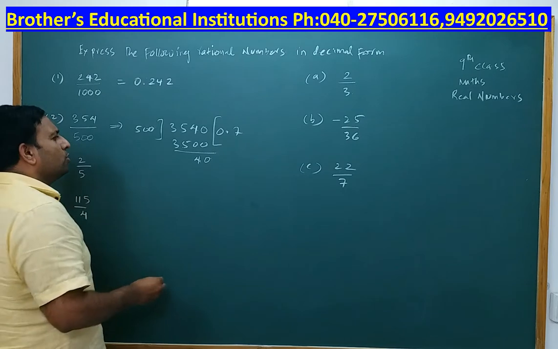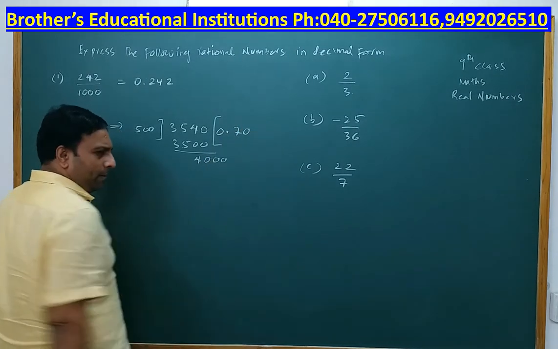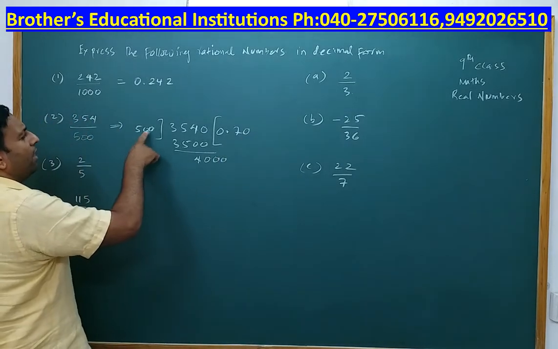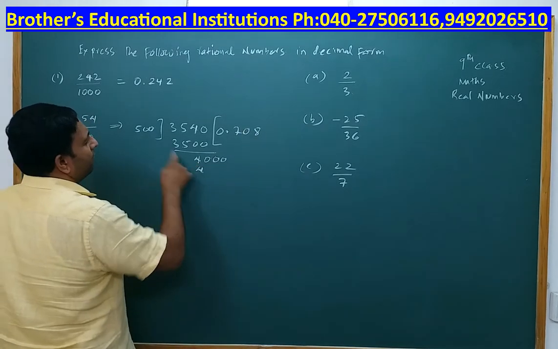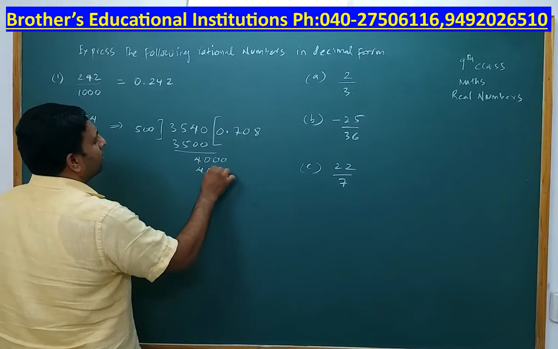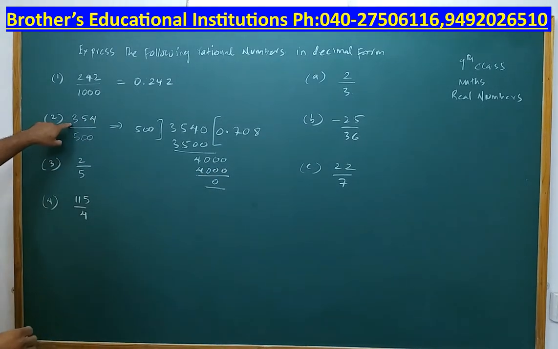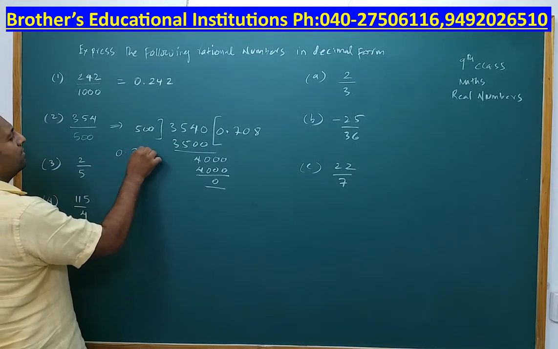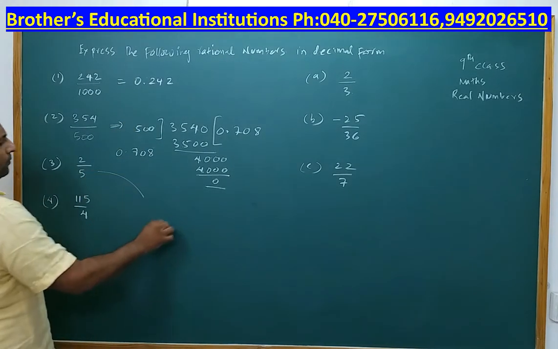Not possible. So what do you do? You borrow 2 zeros, you put a 0 here. Right? When you borrow 2 zeros, you will put a 0 again. So now 500 in 4000 goes 8 times. 5 8s are 40. 4000 minus 4000, remainder is 0. So therefore 354 divided by 500 in the decimal form is 0.708.